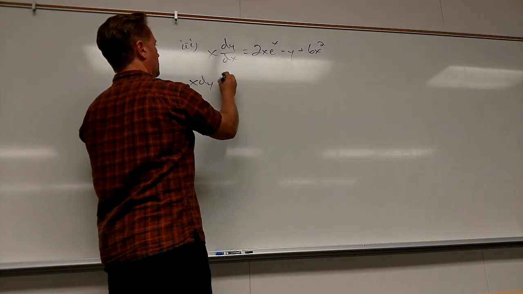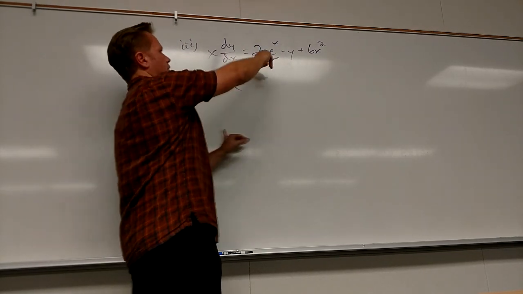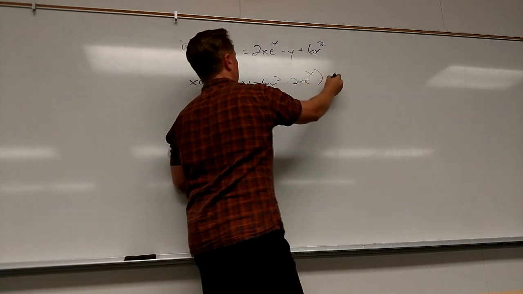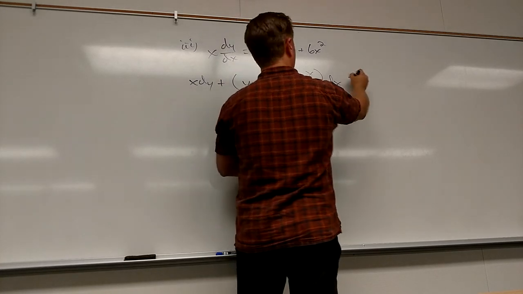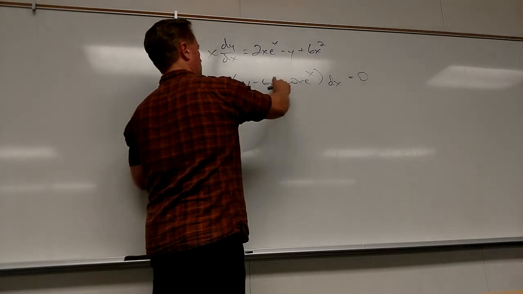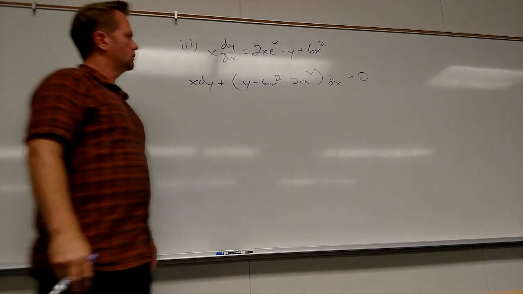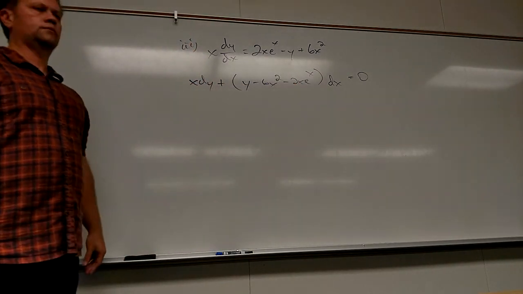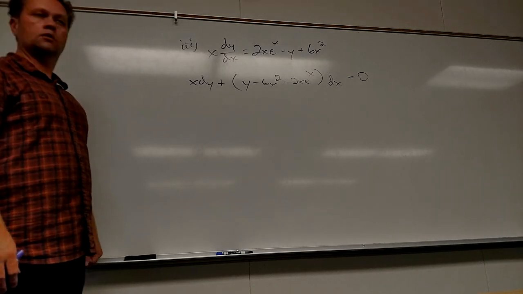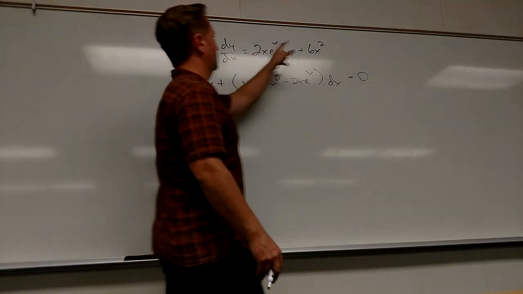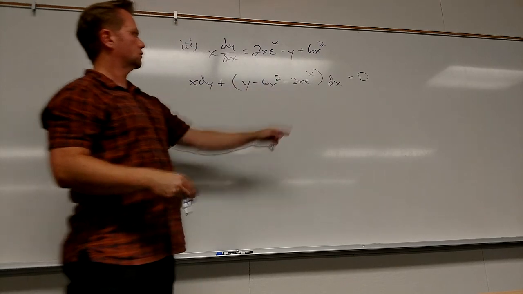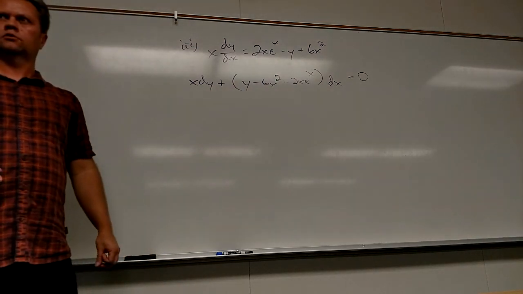So it'll be plus y minus 6x squared minus 2x e to the x dx. That's M, that's the dx part. So I multiplied this up, and then I subtracted everything over, so all the signs changed. Is that cool? Yeah. So now it's in the right form.